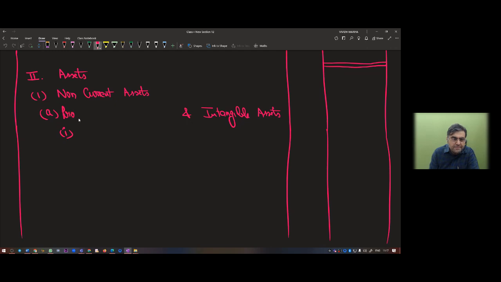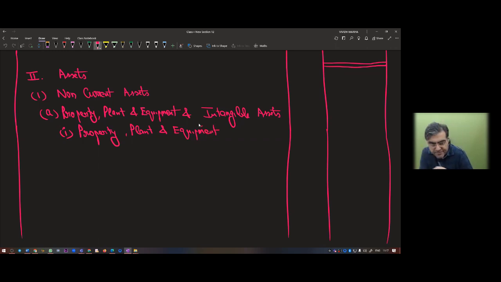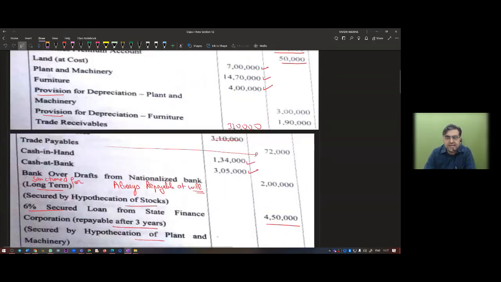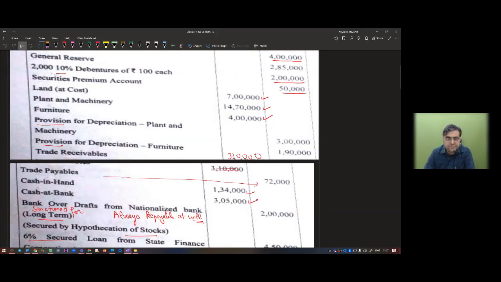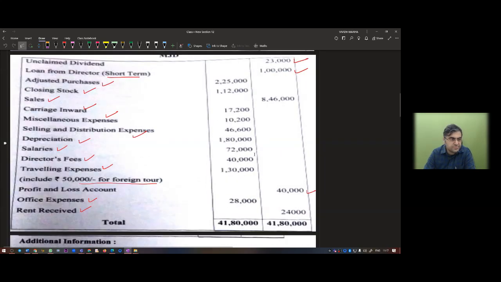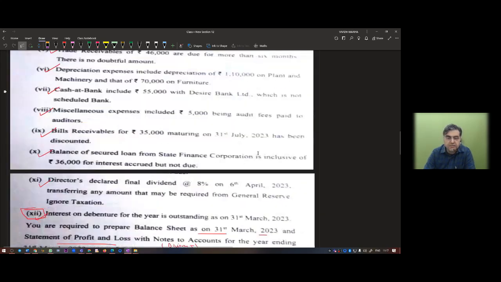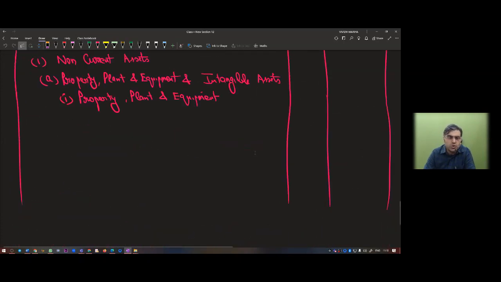I will say property, plant, and equipment. So the first part is property, plant, and equipment. Next is intangible assets, but let me check in the question. I feel we do not have any intangible assets, so the task is over.